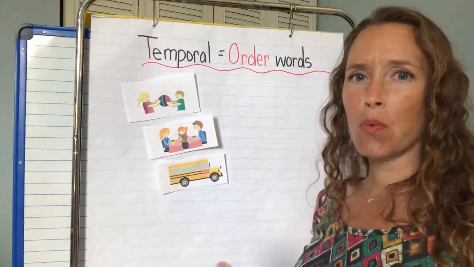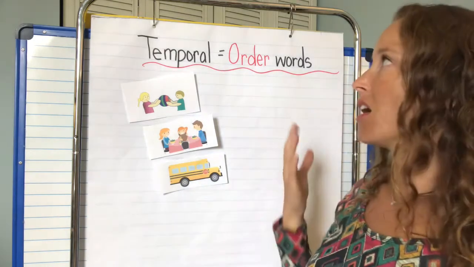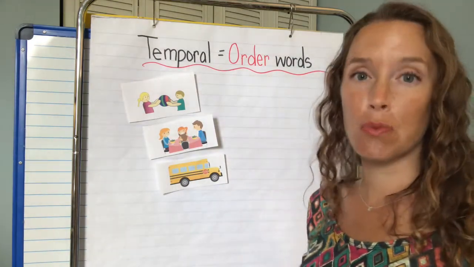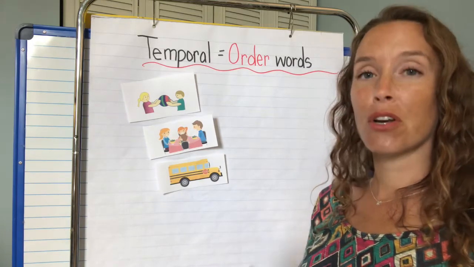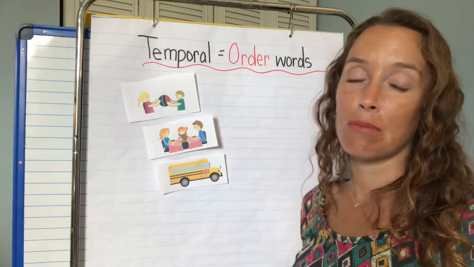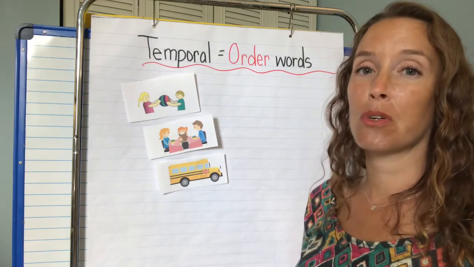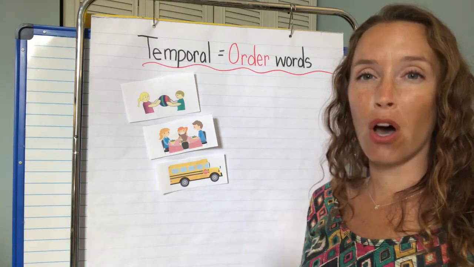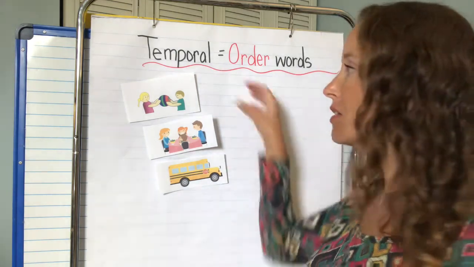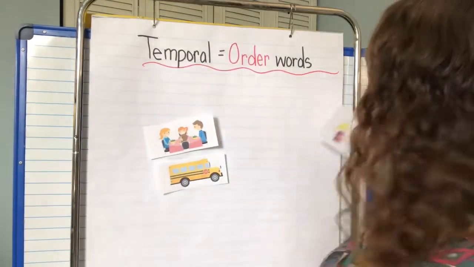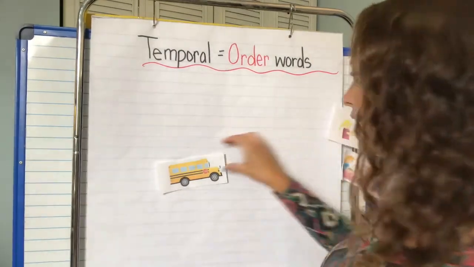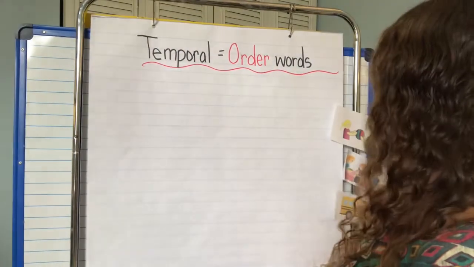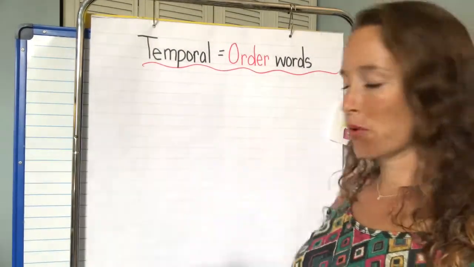So there's a better way to order our thoughts, and that's where our temporal words or our order words come into play. They help us, when we're doing our writing, put our thoughts in order. We actually use temporal words or those order words when we're talking about how to do something as well. So let me move these pictures to the side since they're not in the right order. And let's try this again, but we're going to use our order words or temporal words.